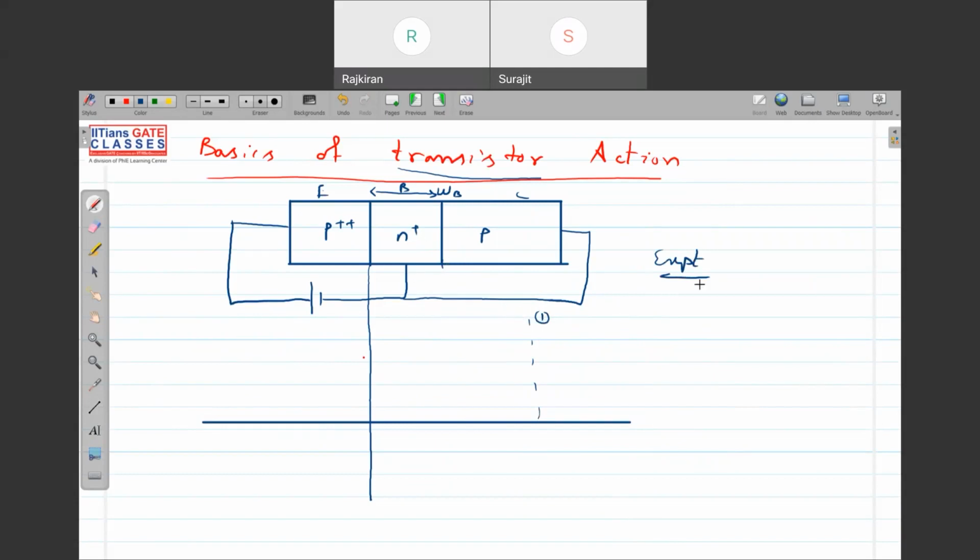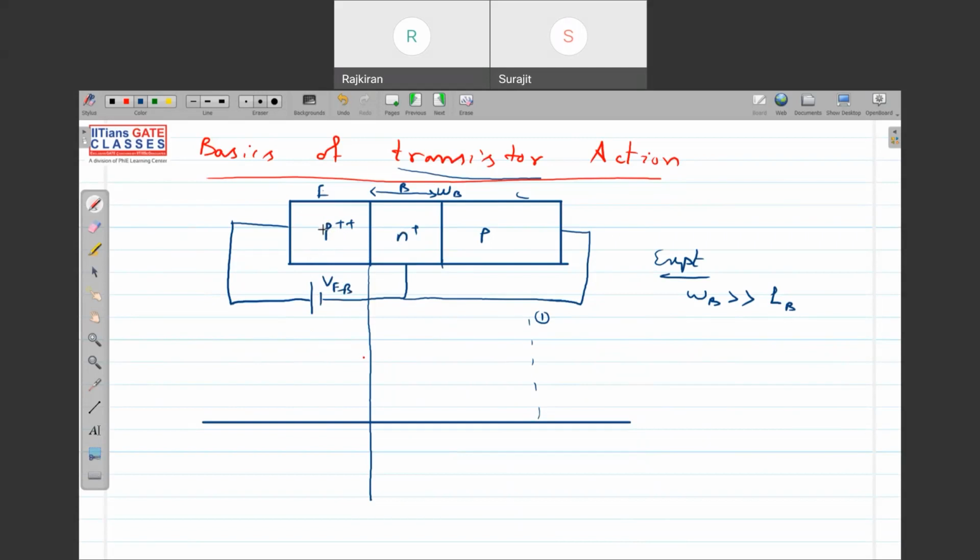Very far means what I am assuming is WB is very large compared to the diffusion length LB. LB is nothing but the diffusion length in the base region, right? So what will happen? Whenever you forward bias VEB, what is the first thing that will happen? The holes will be injected from P side to N side, and electrons will be injected from N side to P side, because of our simple p-n junction theory that we have explained.